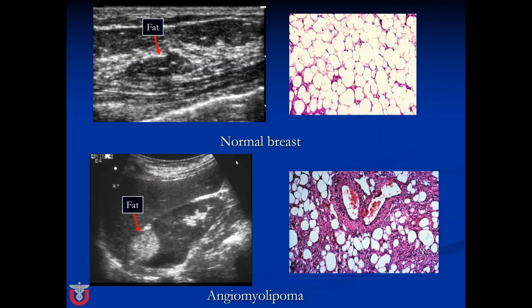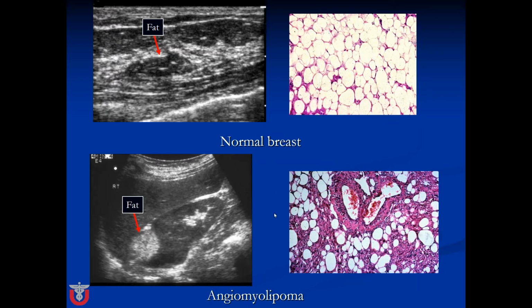So let me show you what I'm talking about. Here we have some fat in the breast, okay? And here we have fat in a renal tumor called an angiomyolipoma, which by the way is a benign renal tumor. Well, this fat, the ultrasound beam comes in. Let's look at the histology. The ultrasound beam goes in, and this isn't a very complicated structure. So the beam goes right through and it looks relatively dark or hypoechoic to our eyes.